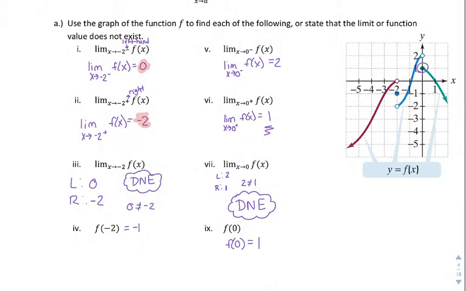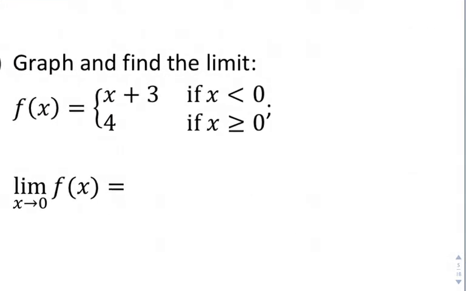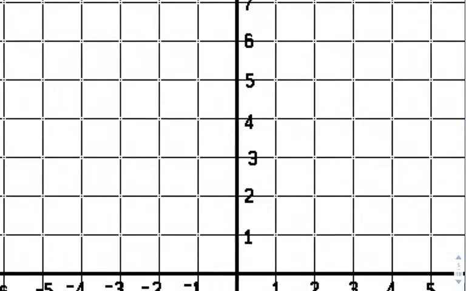Now that's a graph given to you, but you may be asked to make your own graph. So on the next one, it says graph and find the limit. So again, this is a piecewise function. You're going to graph the first one, x plus 3, for every value less than 0. And I notice it would be an open circle because it's less than. So starting at 3, because it's an equation of a line, it's going to be open circle.